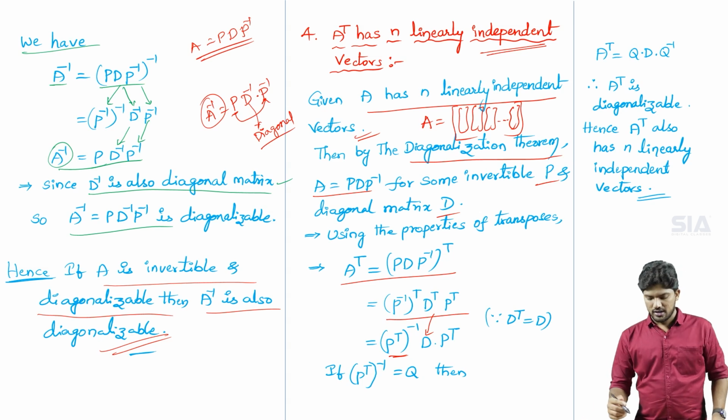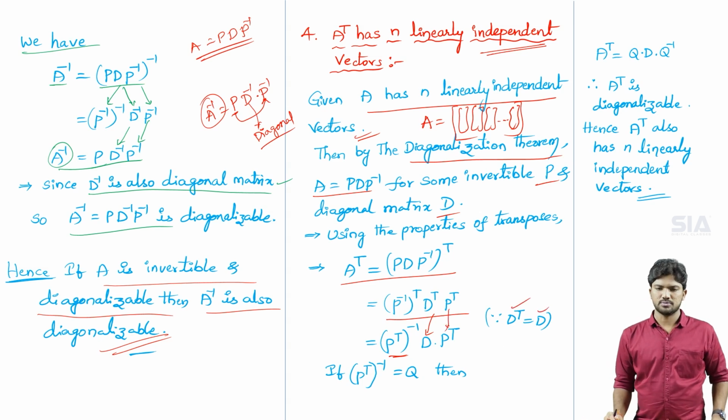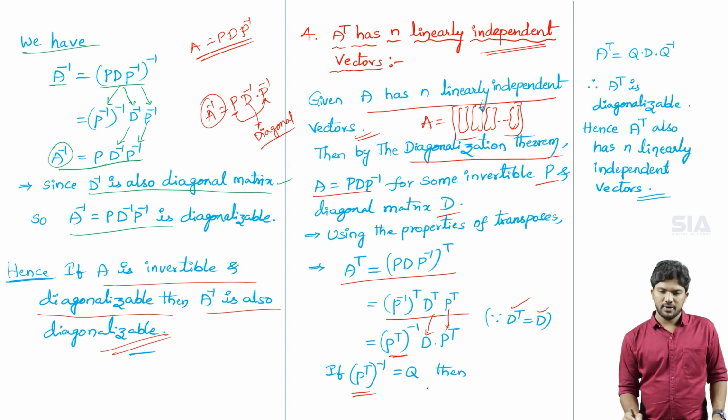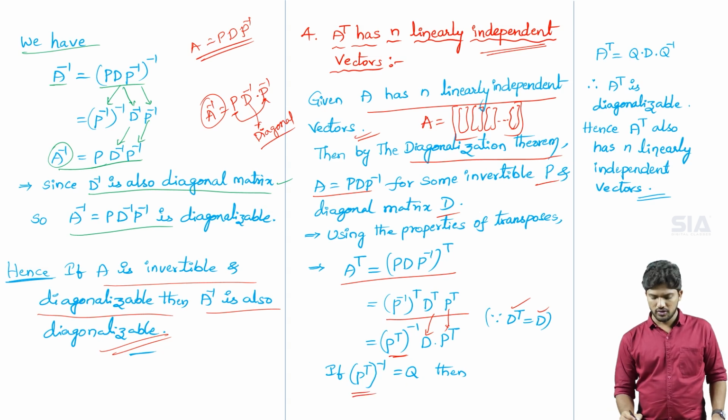So therefore D transpose is equal to D and P transpose will be P transpose. So therefore if (P transpose) whole inverse is equal to Q.